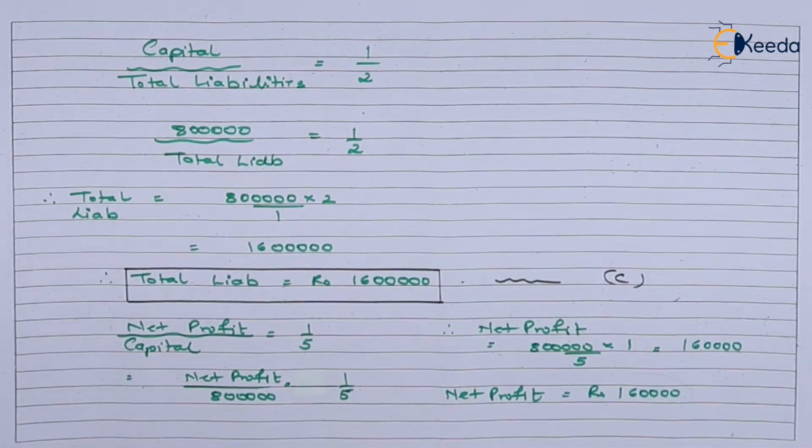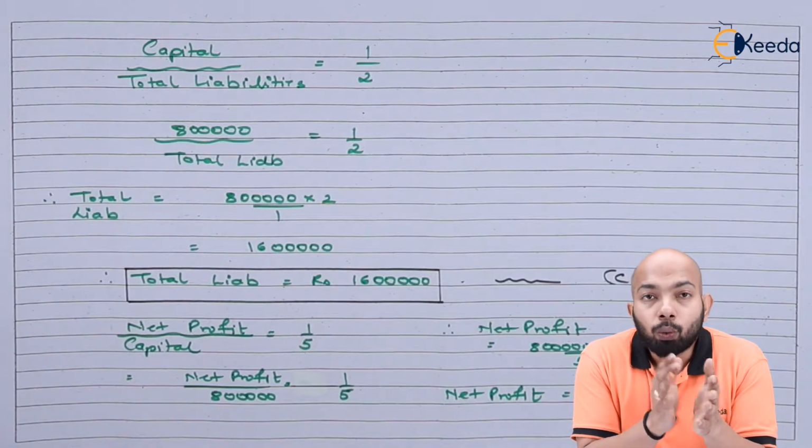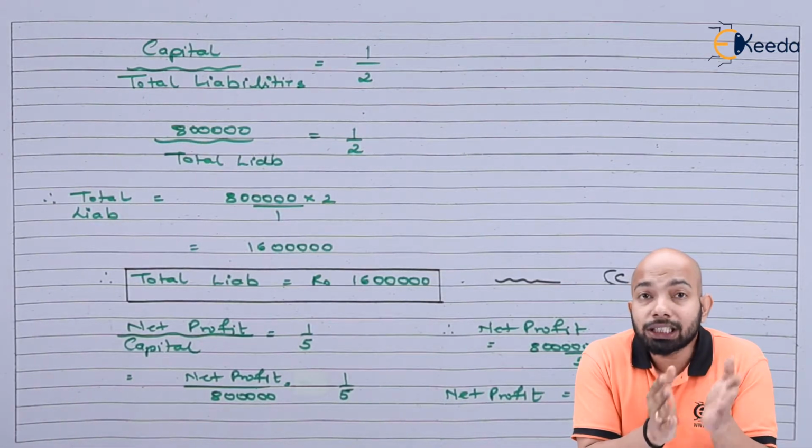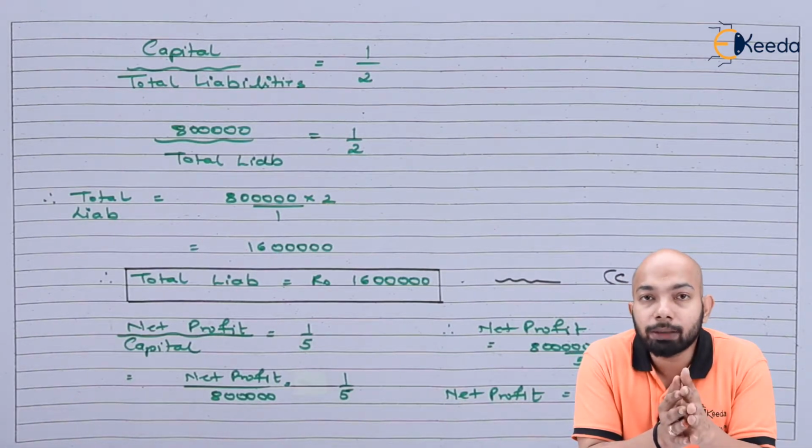So the amount that we have figured out right now is net profit. Again, this has been figured out using the same calculation of cross multiplication. Now net profit here is 1,60,000. Let's figure the interim balance sheet and figure out which are the missing figures that we need to find out using the other ratios that are available with us.